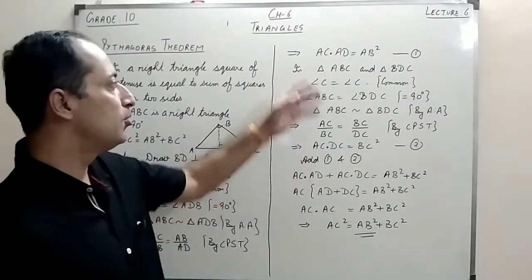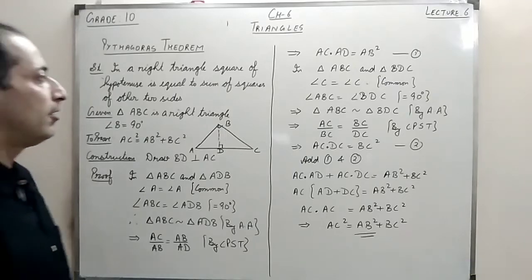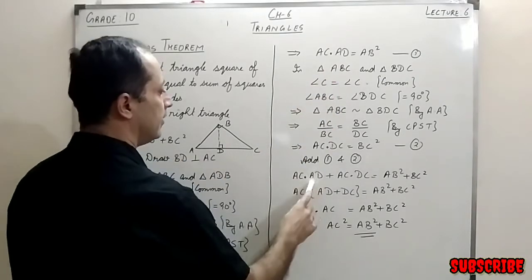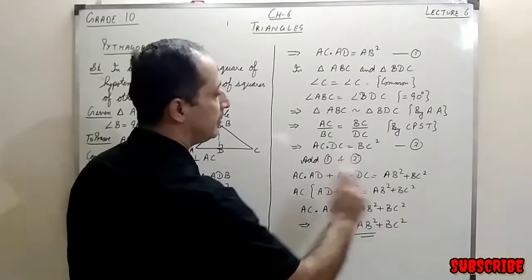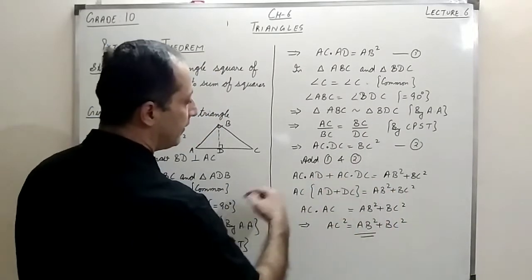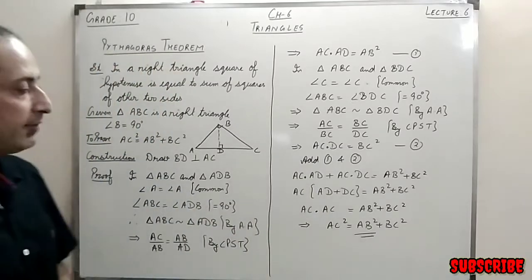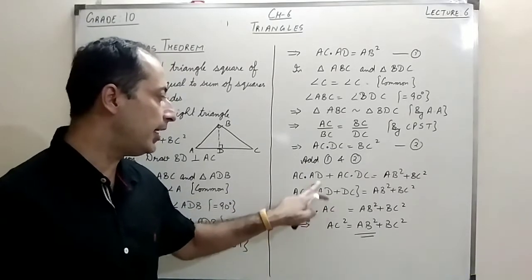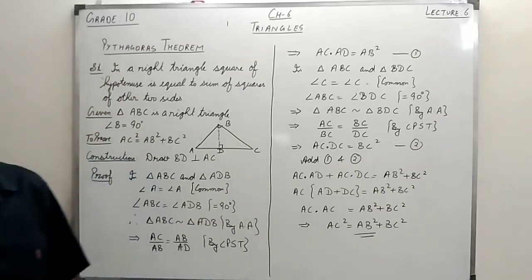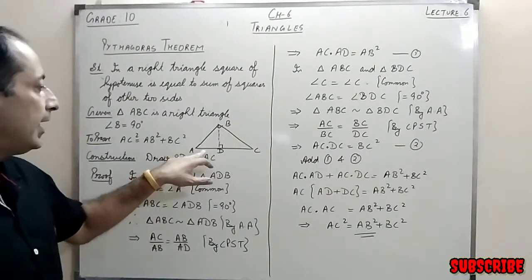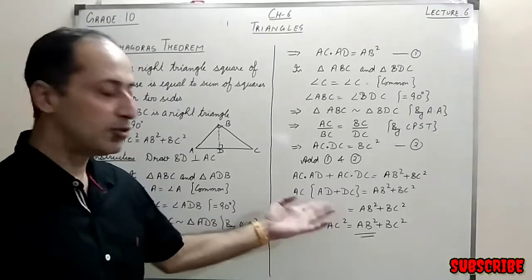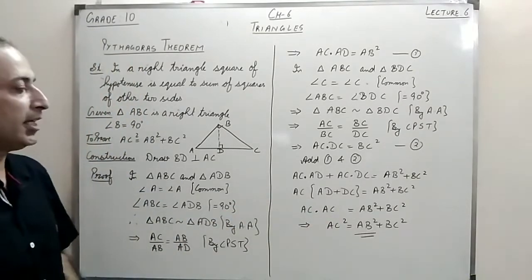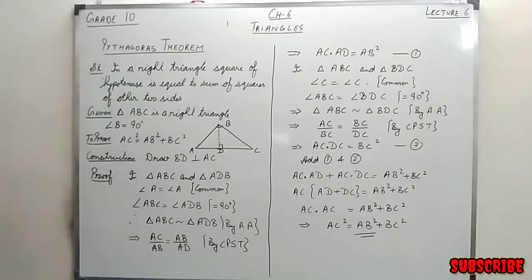Now when we add these two, equations 1 and 2, on the left side we have AC into AD plus AC into DC, and on the right side we have AB square plus BC square. On the left side AC is common, so when we take AC common, inside the bracket we have AD and DC. If you see the figure, AD and DC combined give the complete side AC. So on the left side we have AC square and on the right side AB square plus BC square. So this was the proof of the Pythagoras theorem.